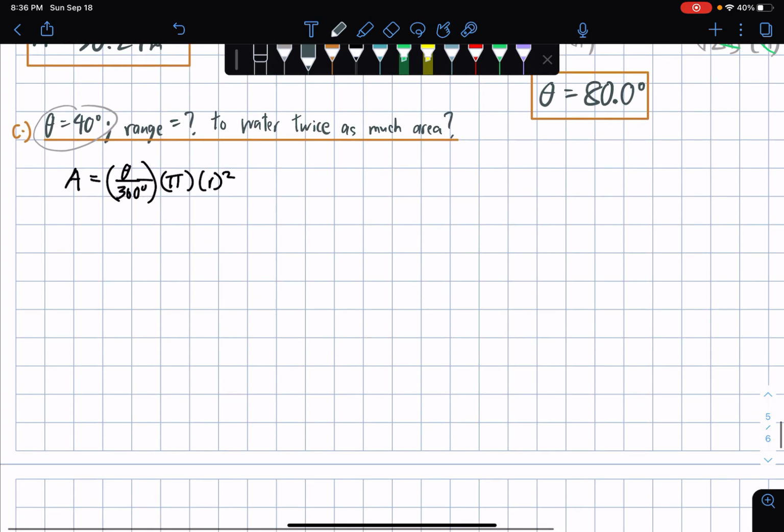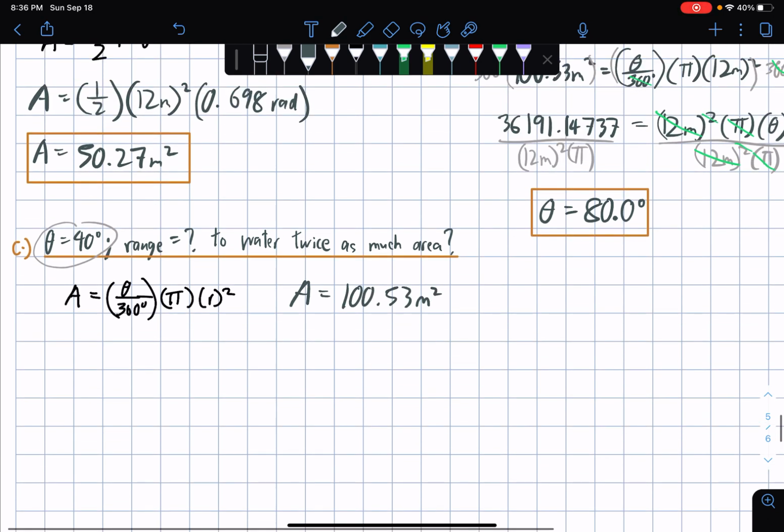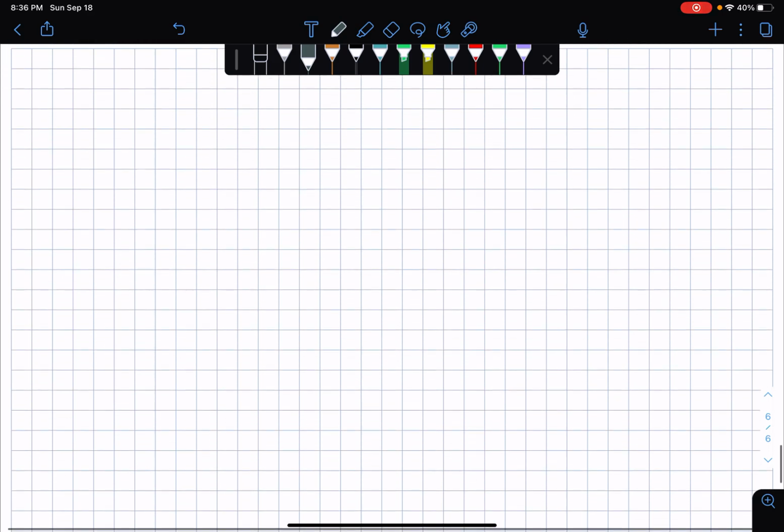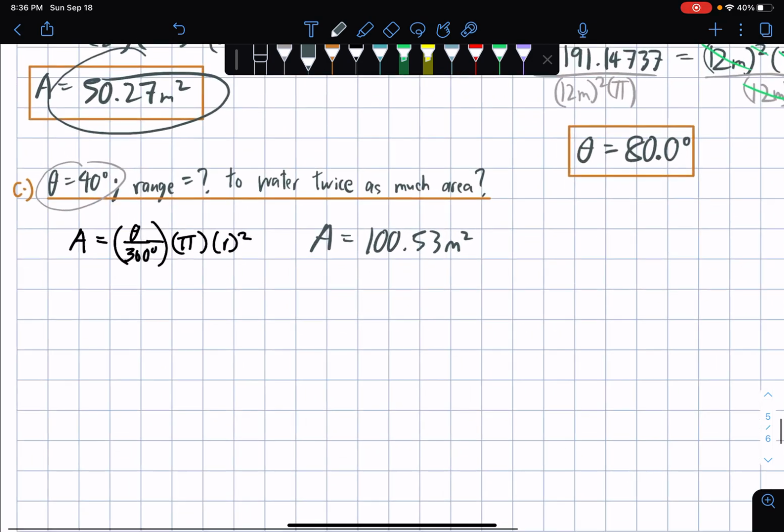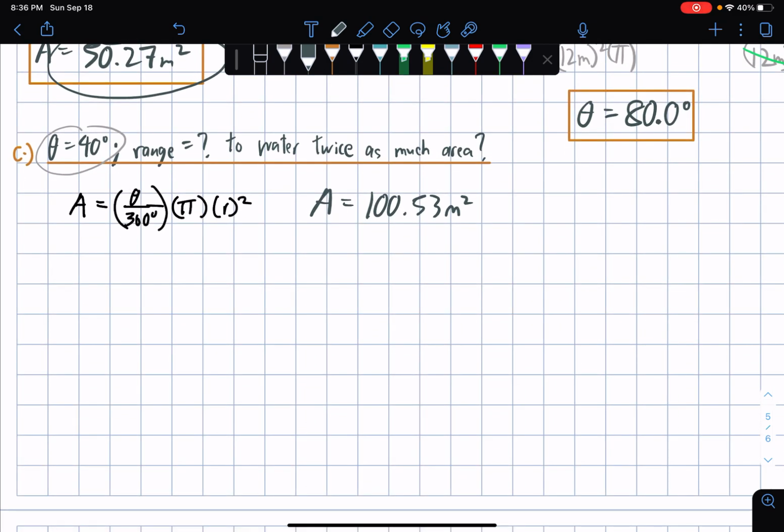Okay, so let's solve for letter C. So theta is 40 degrees, range is missing, and still our given is the area is still the same, twice the initial value. So sorry. This is the last question. Let's give it a shot. I'm sorry, I just need my calculator for a moment. My iPad died. The answer key cannot be seen anymore.